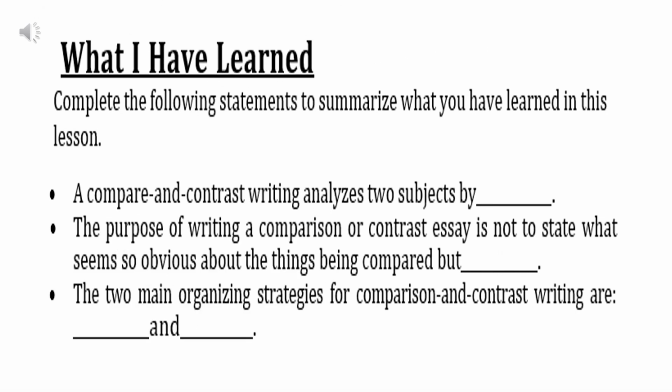What I have learned. Complete the following statements to summarize what you have learned in this lesson. A compare and contrast writing analyzes two subjects by comparing or contrasting them or both. The purpose of writing a comparison or contrast essay is not to state what seems so obvious about the things being compared but blank. So 5, 4, 3, 2, 1, the answer is to illustrate subtle differences or unexpected similarities between two subjects. And last number, the two main organizing strategies for comparison and contrast writing are the block method and the point by point method.